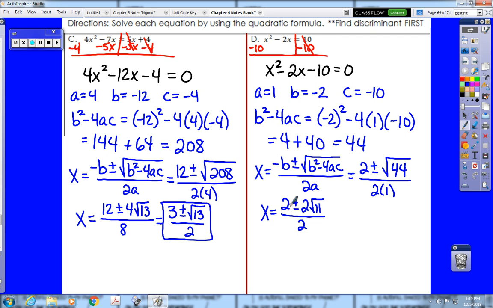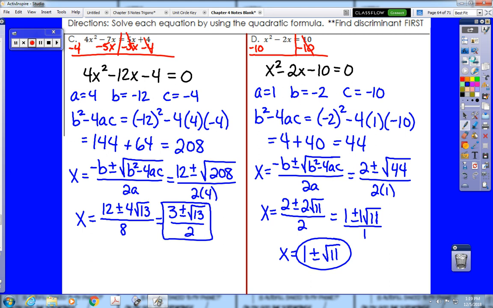Now notice that everything here is divisible by 2. So we are expected to divide everything by 2, which would give us 1 plus or minus 1 root 11 over 1. But there's a couple 1's in there that we don't have to write. The only one we have to write is the one that's by itself. We don't need the 1 in front of root 11, and we don't need the 1 in the denominator. So we would get 1 plus or minus the square root of 11.